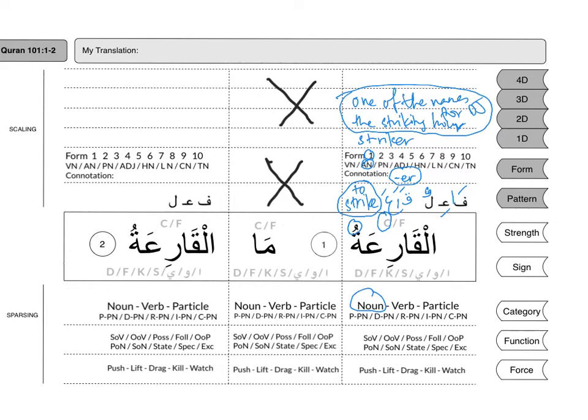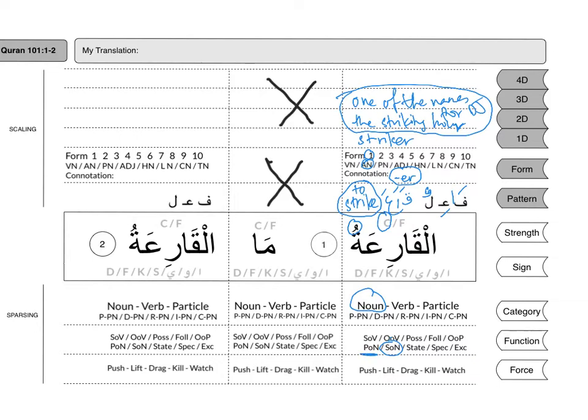So function: definite noun, therefore in the beginning, therefore it's SOV, subject of verb. Now let's find the predicate. Oh, sorry, it's not subject of verb, it's subject of noun. Let me just cancel that. So it's subject of noun. When you have a subject of noun, you have to find a predicate of noun, right? Predicate of nominal, subject of nominal.